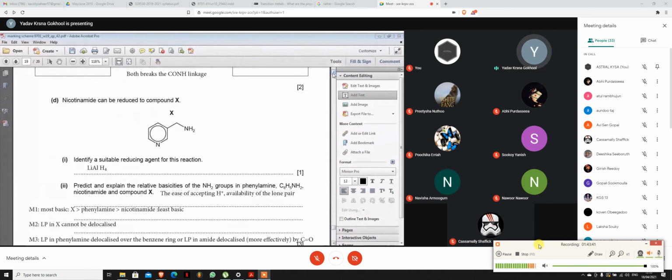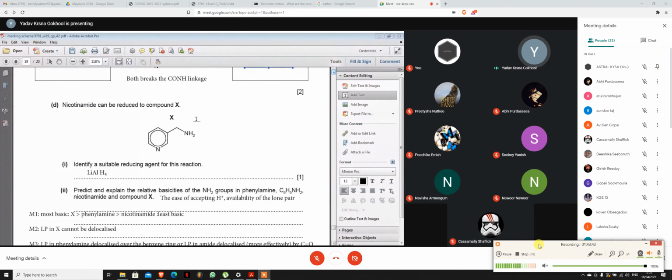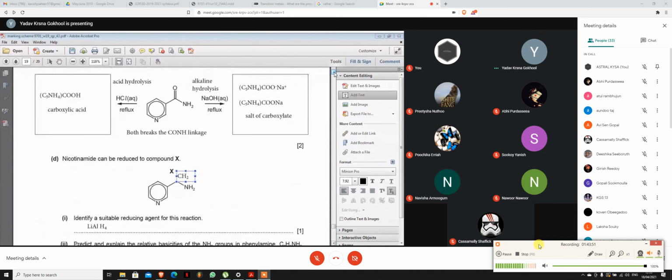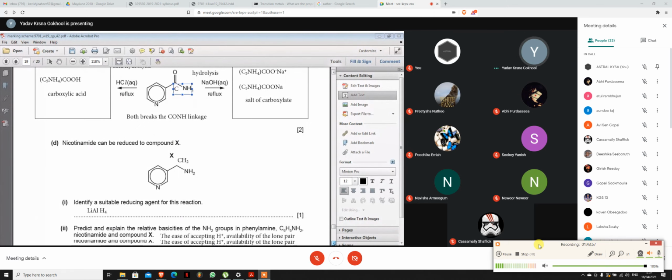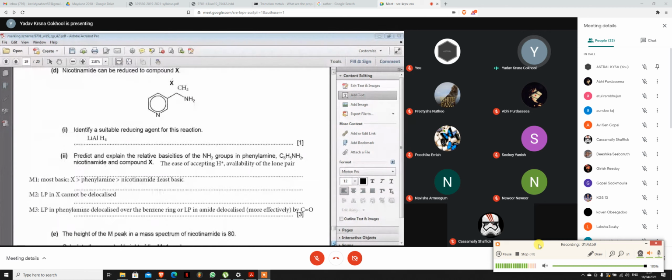Right, so your CO is becoming CH2, because here you have CH2. Remember, whenever you have a kind of an elbow, it is CH2. So here your C double bond O is becoming CH2. So it means a reduction has taken place.